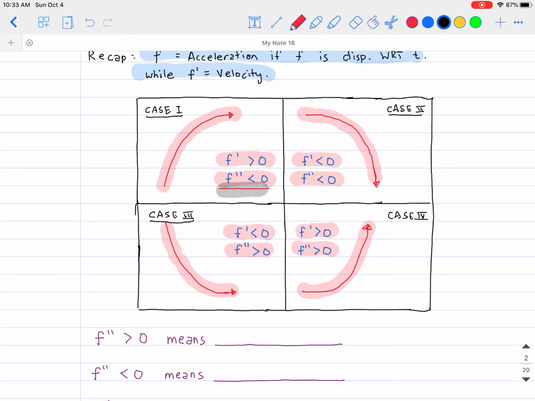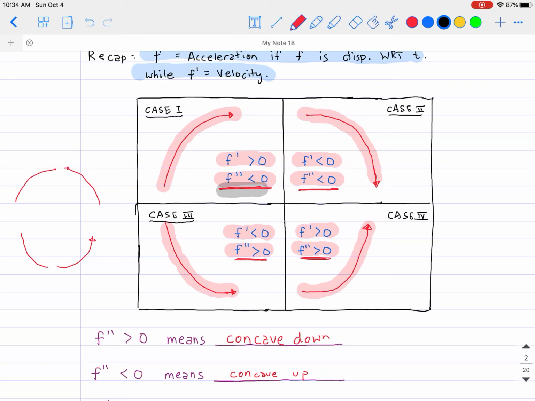In case one, you'll notice that f double prime is negative, and then also f double prime is negative in case number two. Both of those cases are what is known as concave down, because you'll notice that the graph looks something like this on the side. So that is an example of concave down. Whereas in case number 3 and case number 4, you'll notice that f double prime is greater than 0, and that is what is known as concave up.